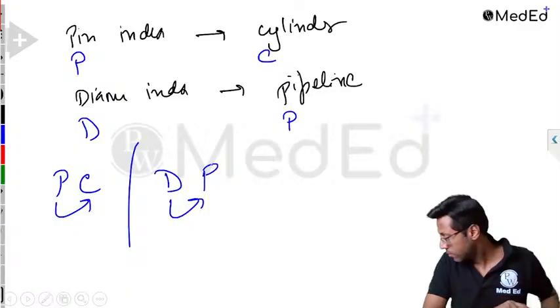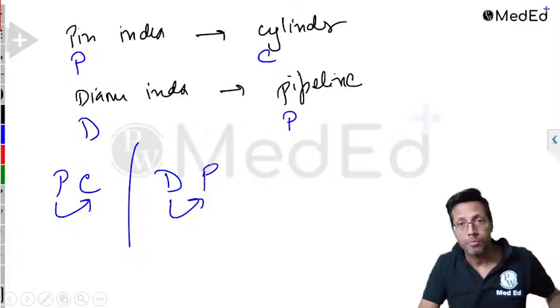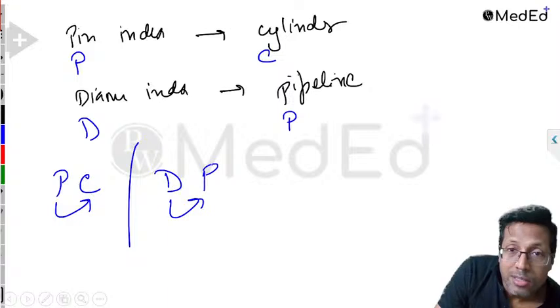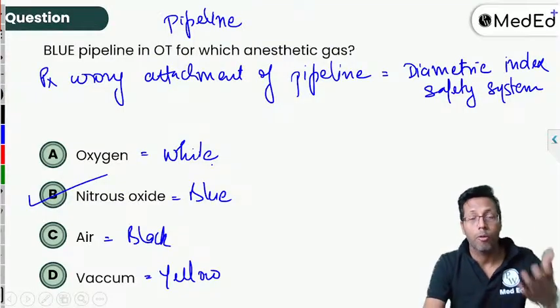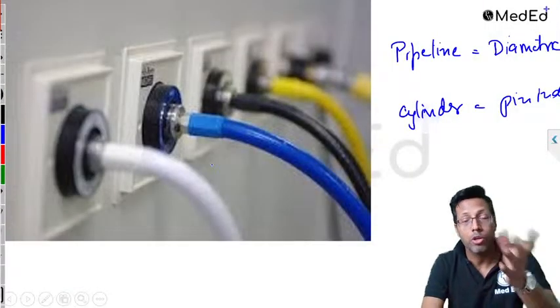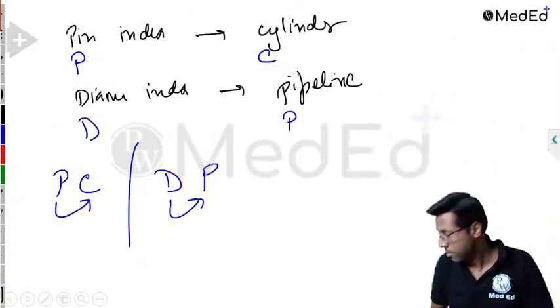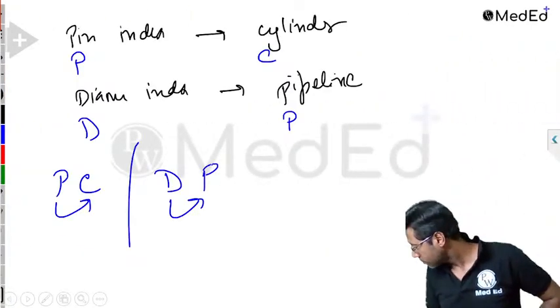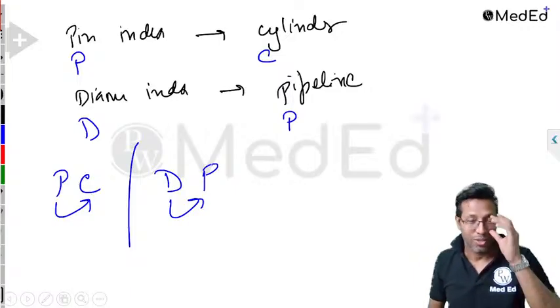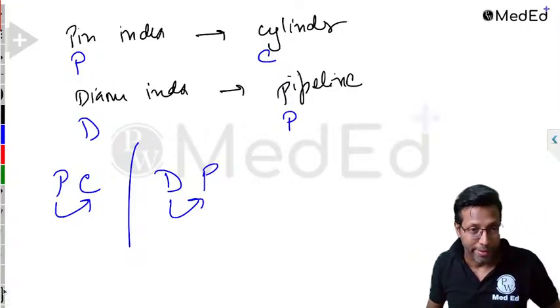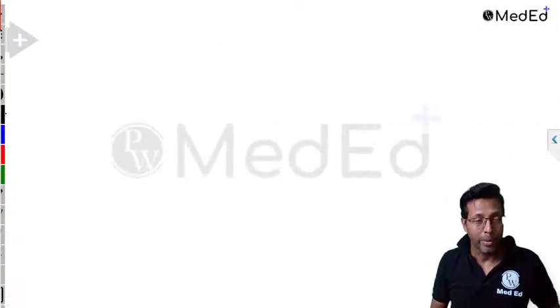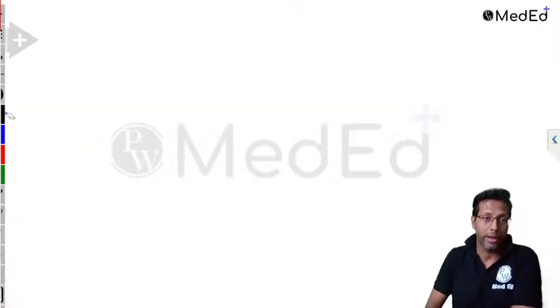Is that okay, everyone? All of you gave me the answer pin index safety system for pipeline, because we think P and P. No, don't think P and P. Think P, C and D, P, and you get your answers. Clear? Now everyone has understood. Now no one will forget pin index and diametric index.